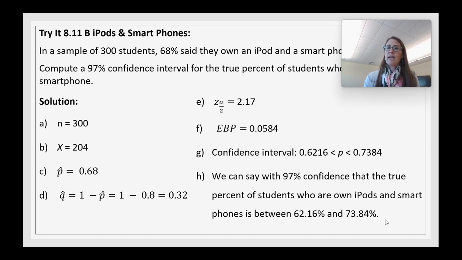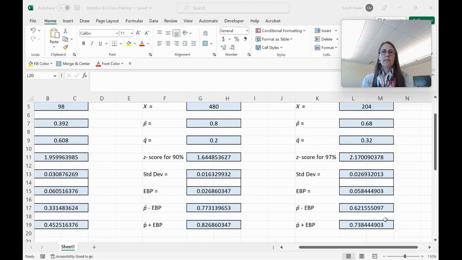So we can say with 97% confidence that the true percent of students who own iPods and smartphones is between 62.16% and 73.84%.